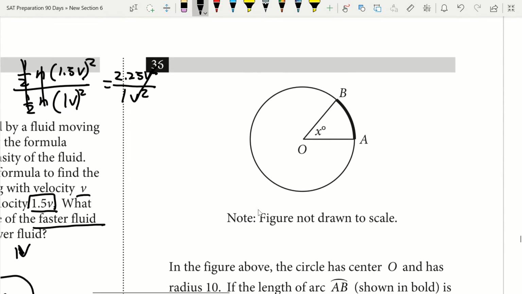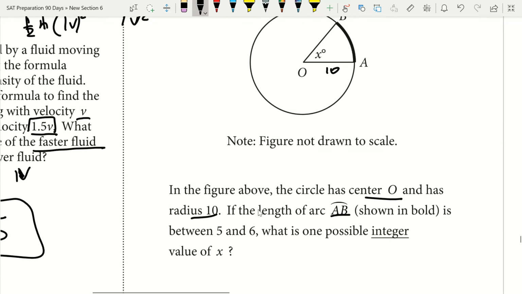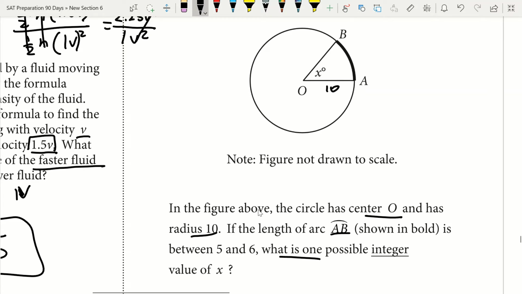And now we've got question 36. We've got a circle here with center O. It has radius 10, so I'll put a 10 here. Arc length AB, shown in bold, is between 5 and 6. What is one possible integer for the value of x? That's my degrees here.